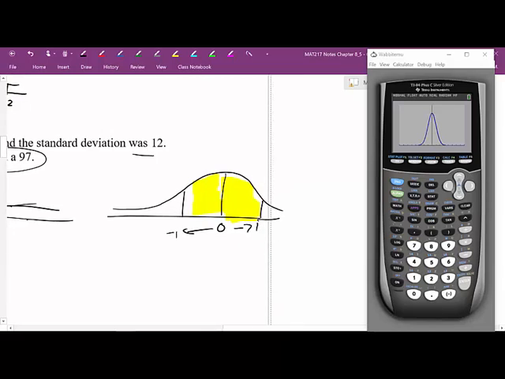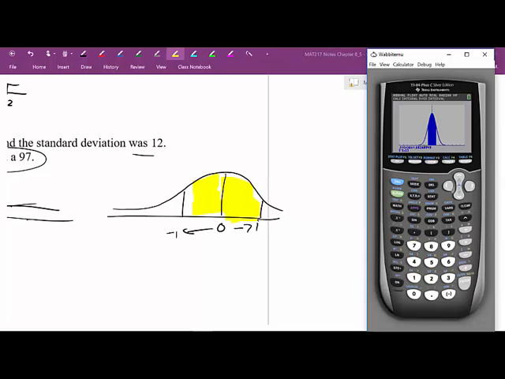So now we want to find the area going from -1 to +1. So if you remember from your calculus class, up here in the top row, we're going to go second, calculate. And option 7 was our integration button. Now our lower limit would be -1. And our upper limit would be +1. And notice I just type in the numbers and then hit enter.